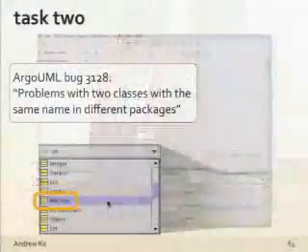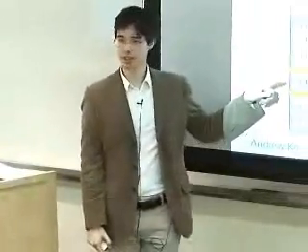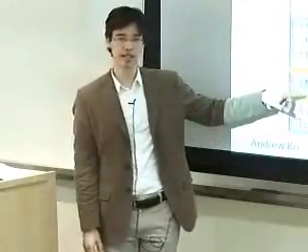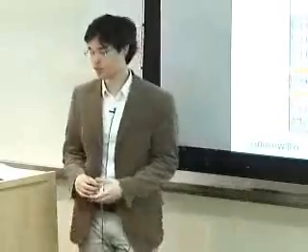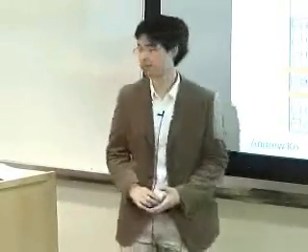The second one was titled Problems with 2 classes with the same name in different packages. So there was a UML diagram with 2 classes of the same name in different packages. They were both supposed to appear in this menu of class names, but only one of those would appear. So if they were both named my class, you would only see one instance of it, and you wouldn't see which package it was in either. So they were supposed to diagnose why that list of items was constructed the way that it was.